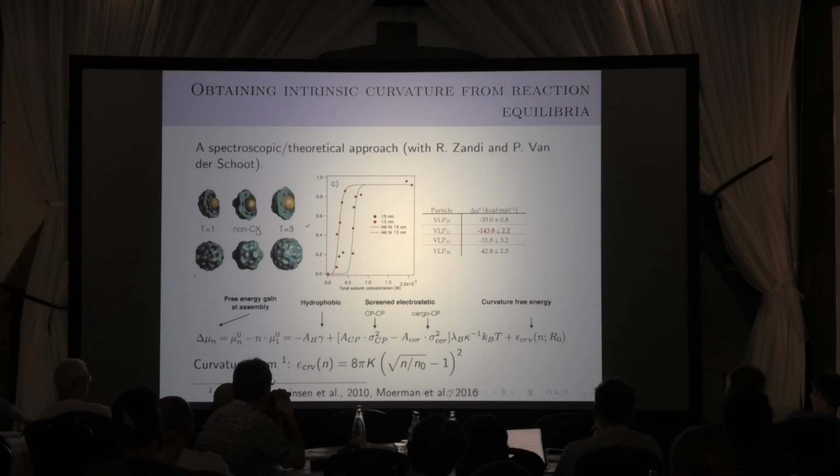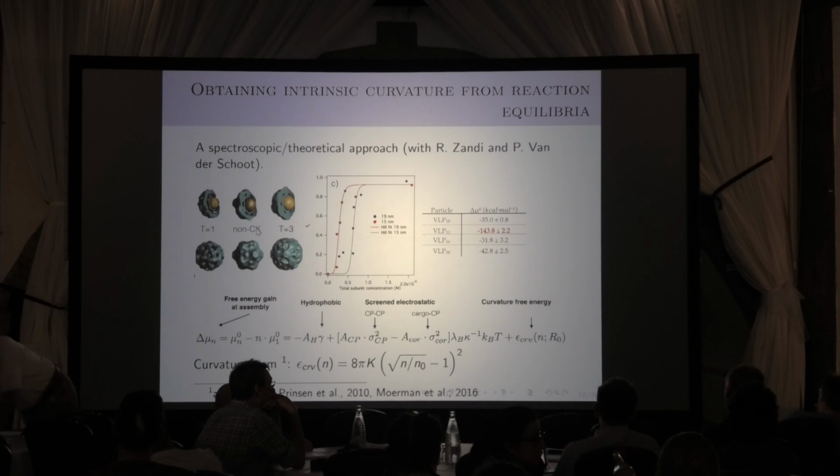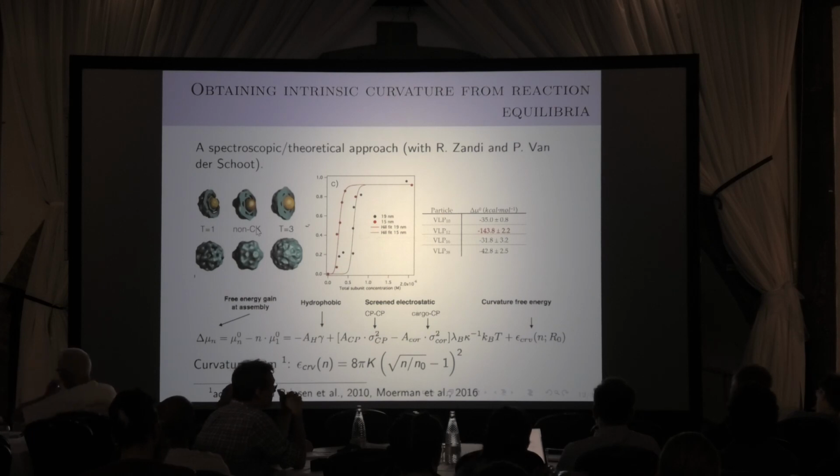You have this free energy gain at assembly that you can separate into parts that don't depend on the radius of the particle and parts that do depend. And from there, you can get the curvature free energy. And you can know what is the effective intrinsic radius of curvature for the bromosaic virus subunit, and how big the difference is from the 14 nanometer that you observe in a particle. And that tells you how much elastic stress there is in a normal bromosaic virus.